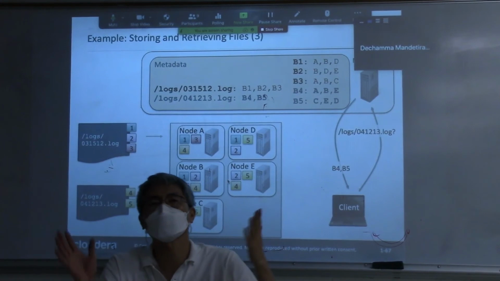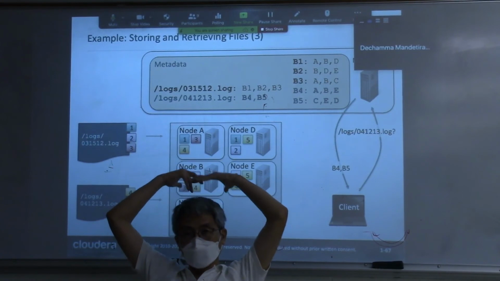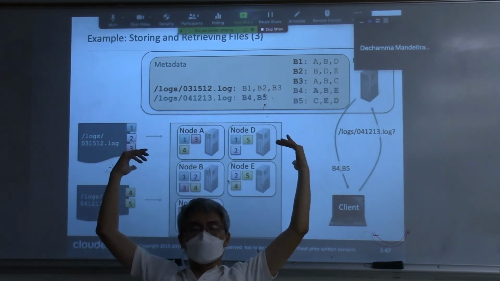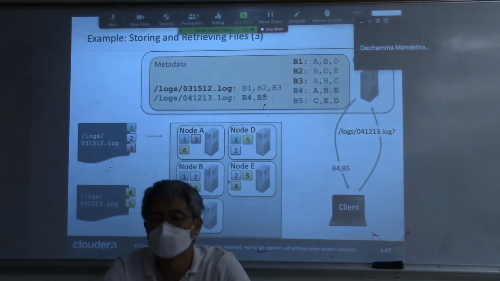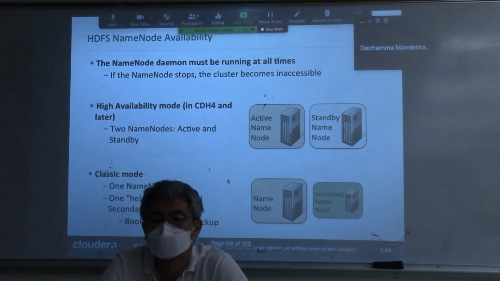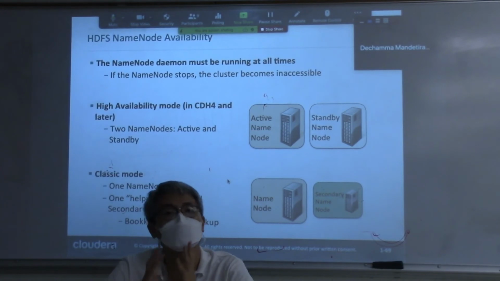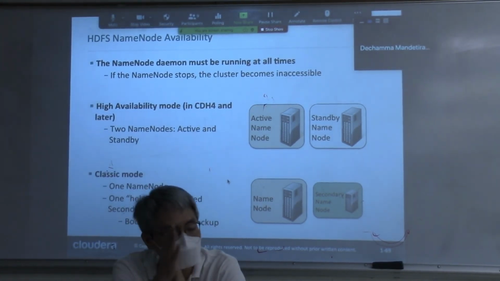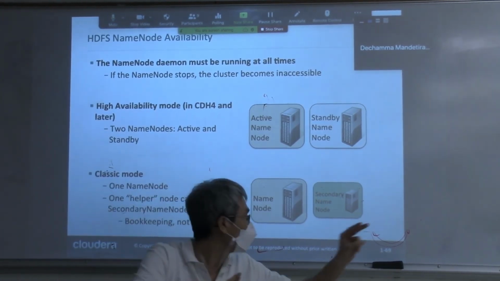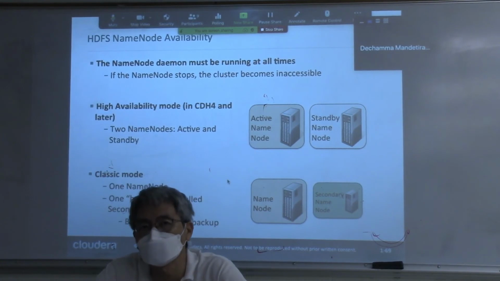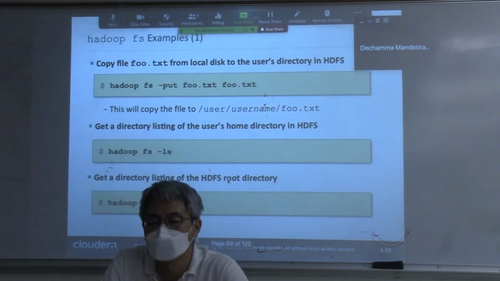So this slide clearly shows how data is located on the Hadoop cluster and how you can access the data through the name node over here. There's a standby node because the name node is important. It's a single point of failure. But there's also a secondary name node. Secondary node does not mean the standby node. It's a helper, an assistant of the name node.